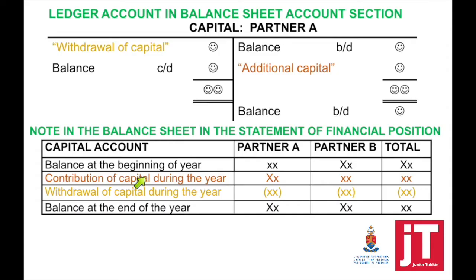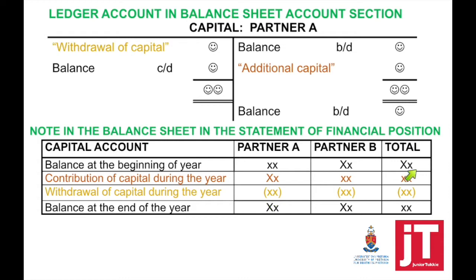It consists of the balance in the beginning. Was there any capital contributed during the accounting period? Did the partner take any of the capital, any withdrawal of capital? And then we calculate the balance at the end. Withdrawal of capital must always be shown in brackets.